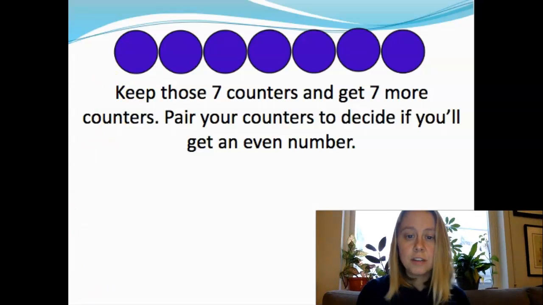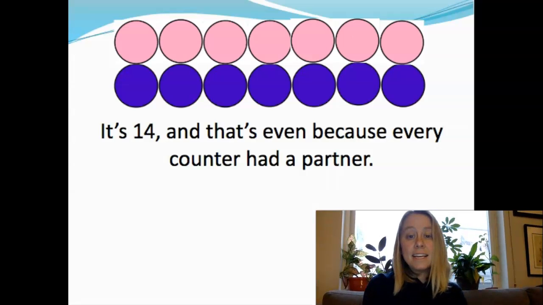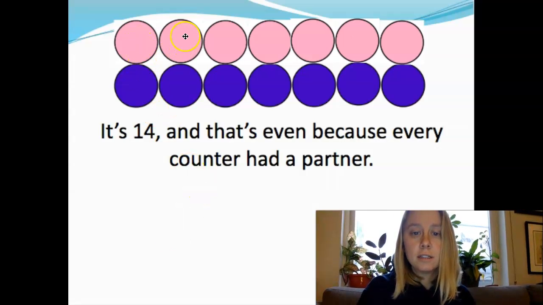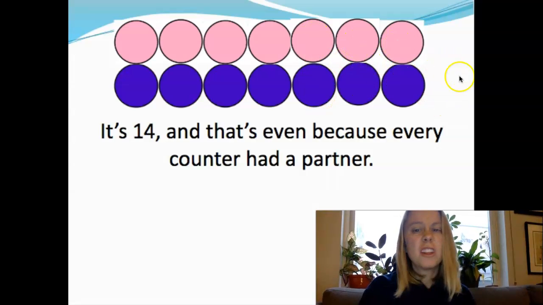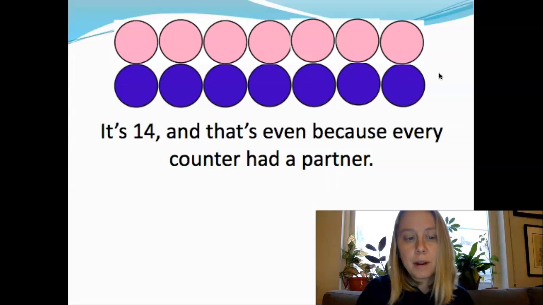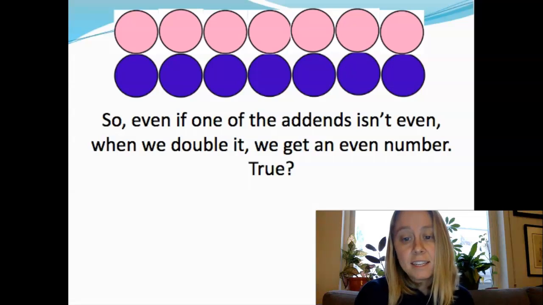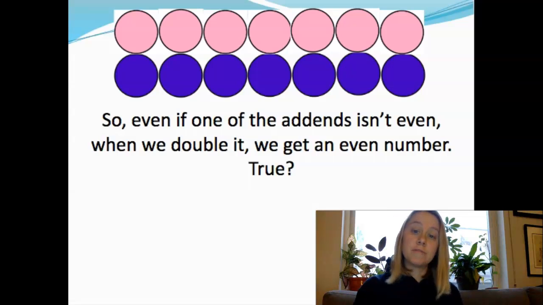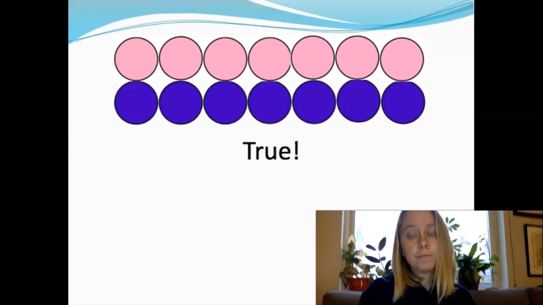Okay, when you had 7 and you got 7 more, how many did you have? You should have said 14. 14, and that is even because every counter has a partner. So this one is partnered here, partners, partners, partners, partners, partners, partners. There's no counter that's left over without a partner. So even if one of the addends isn't even, because 7 is not an even number, we just figured that out, when we double that number, we still get an even number, right? True.